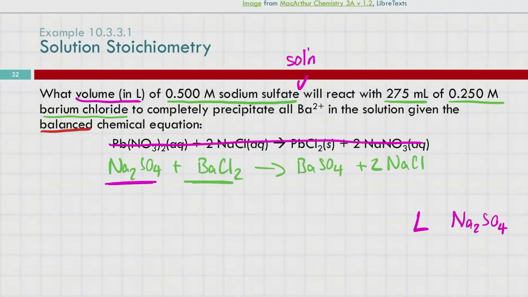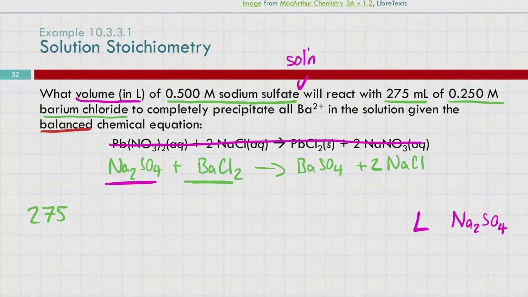We have 2 values for one of the 2 chemicals. Which chemical is it? Is it the sodium sulfate or the barium chloride? Two numbers. Which one do we have 2 numbers for? What volume of half molar sodium sulfate? We've got 1 number for sodium sulfate. We don't have everything that we need. We have 275 milliliters and 0.250 molar for barium chloride. We've got 2 things for barium chloride. We can start a problem with 2 things.